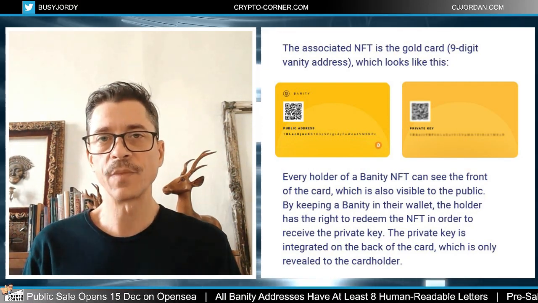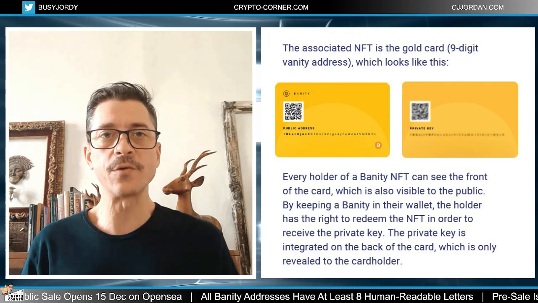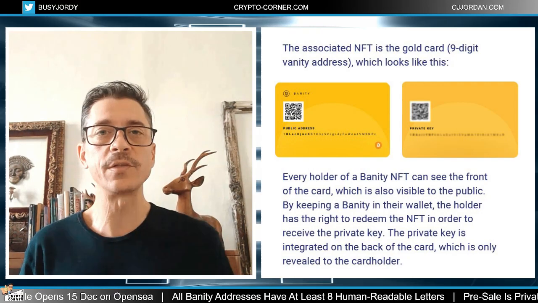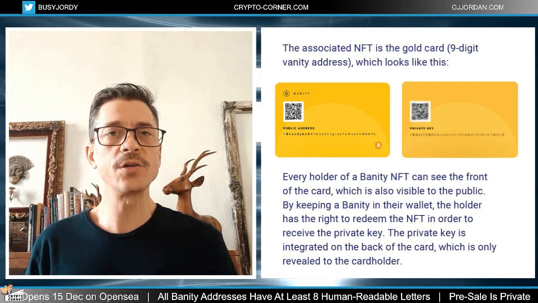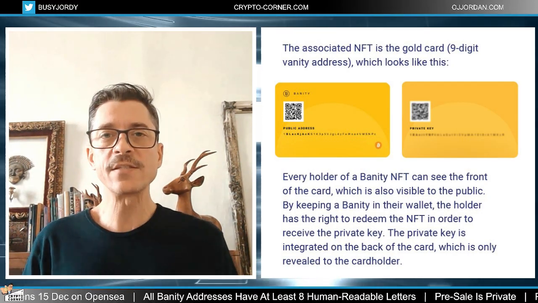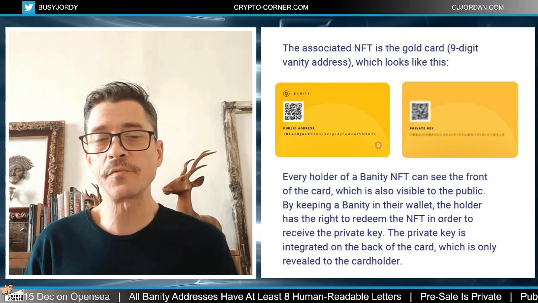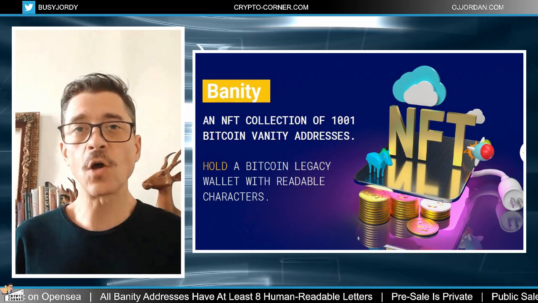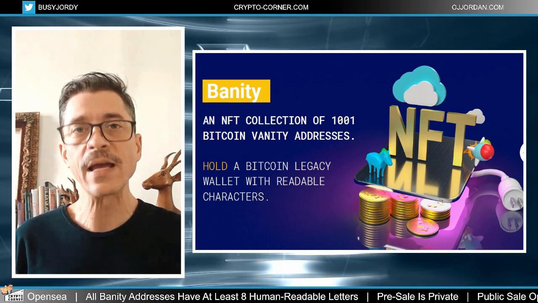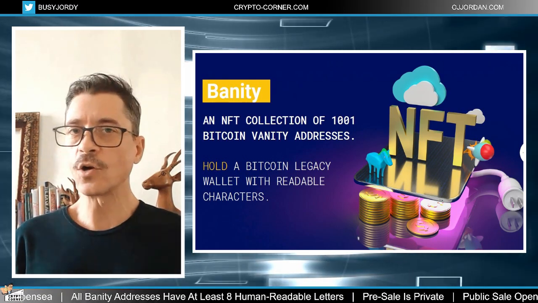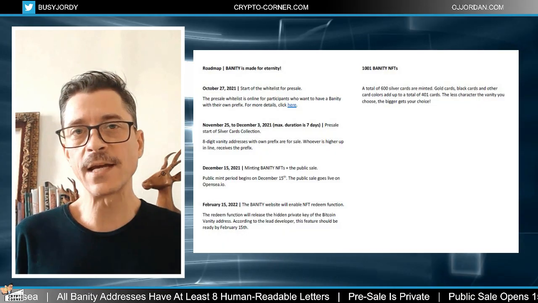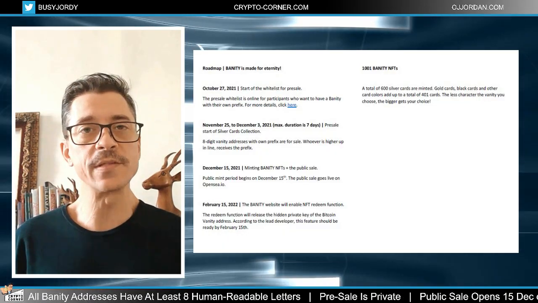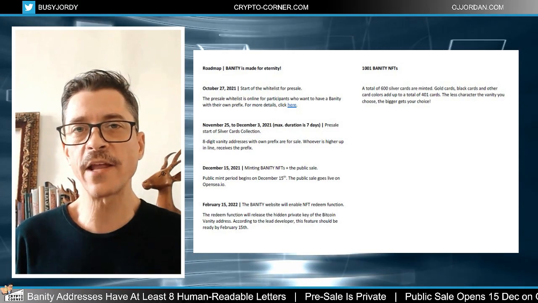the Banity holder. The Banity website will enable an NFT redeem function that will release the hidden private key of the Bitcoin Vanity address, and according to their lead developer, this feature should be ready by February the 15th. So, as I said, the private sale is off-chain, it's not open to the public, you have to register for this. According to their roadmap, the public sale is going to be from the 15th of December, and it will go live on OpenSea, the biggest NFT marketplace.